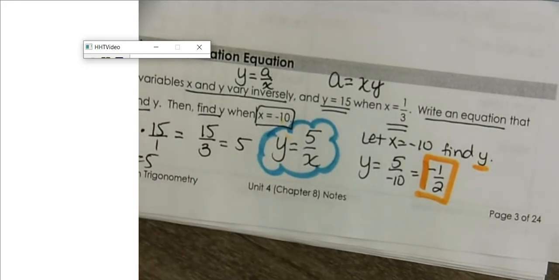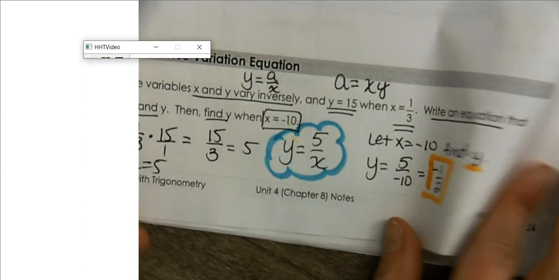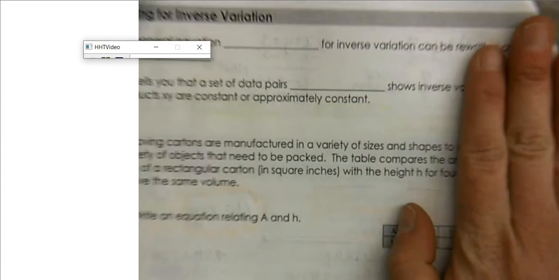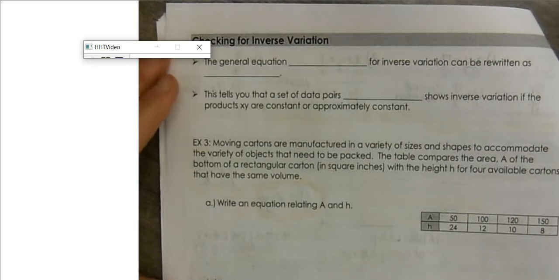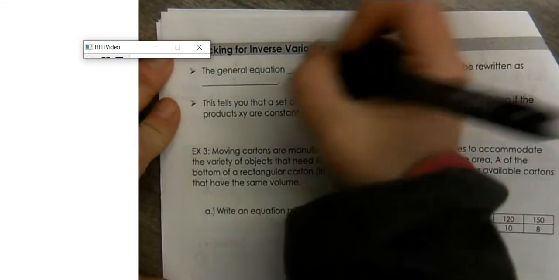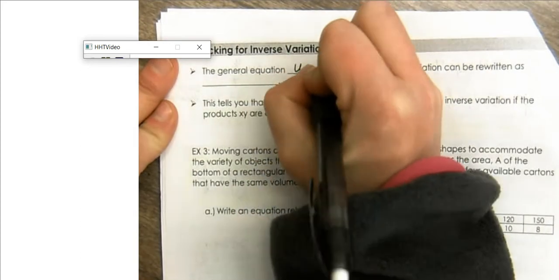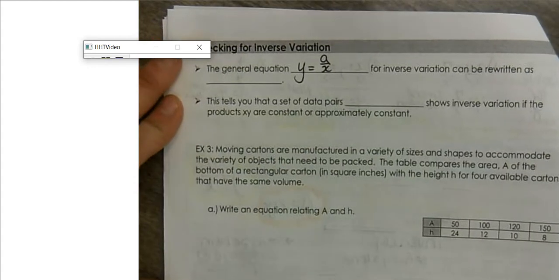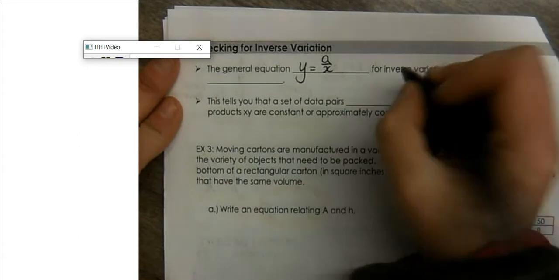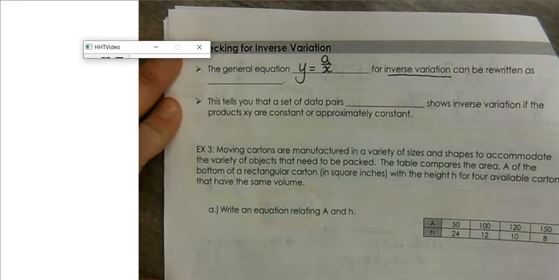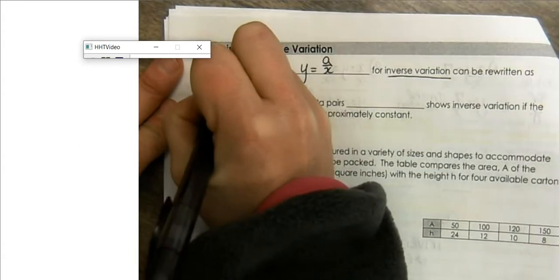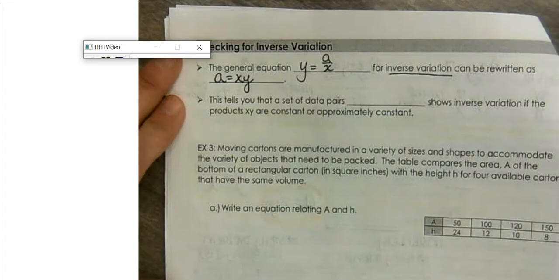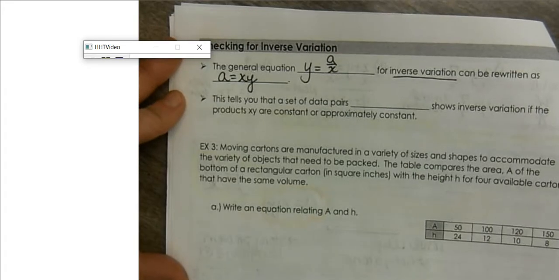When you are ready, go ahead and move on to the next page. And next, what we're going to do is kind of bring it all back together. So the general equation is y is equal to a divided by x. The general equation is y equals a divided by x for inverse variation. And it can also be written as a is equal to x times y. That's just recapping what we already wrote on the previous page.